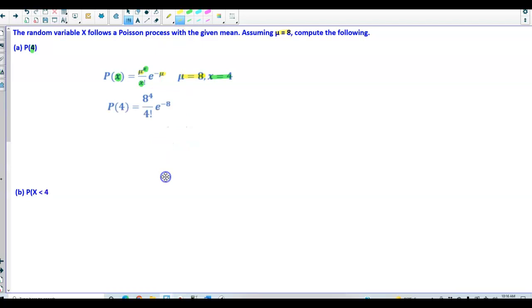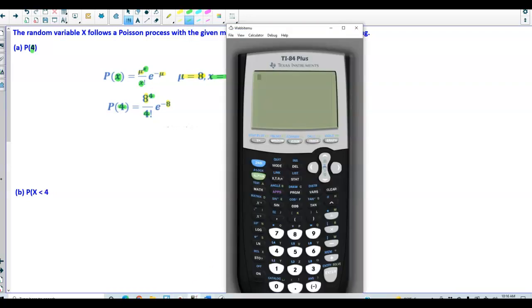So let's go ahead and plug it into our formula. We have 8 for the mean, and the value of x is 4. Let's plug it into our calculator. Using parentheses, left parenthesis, we have 8 to the power of 4, and then we divide that by 4 factorial. So 4, go to math, scroll to the right for probability, and then down to the number 4 for the factorial symbol, then right parenthesis, and then we multiply that by e, so that's second and then the ln button, because there's e to the x, to the negative 8. Then we close the parentheses and press enter.